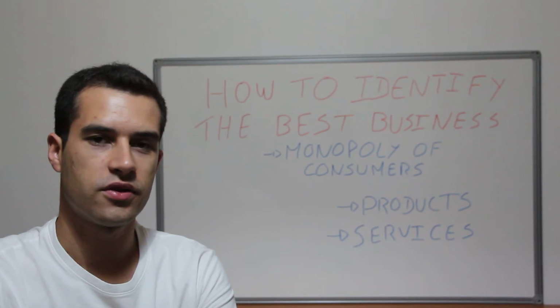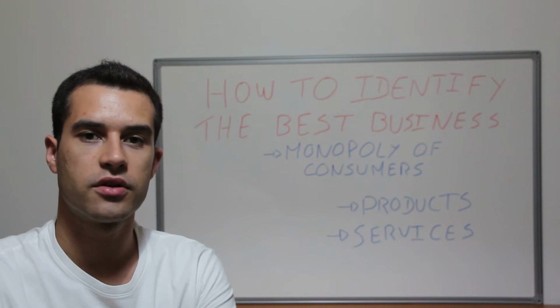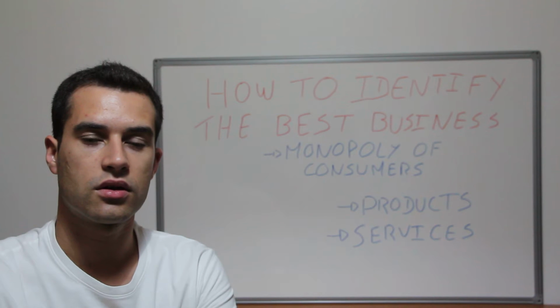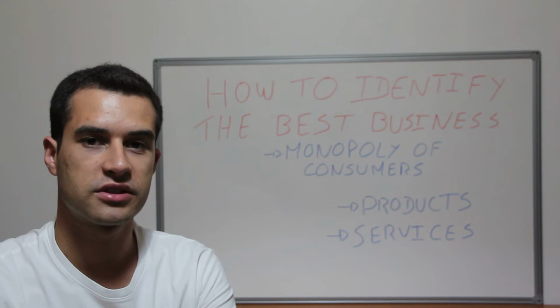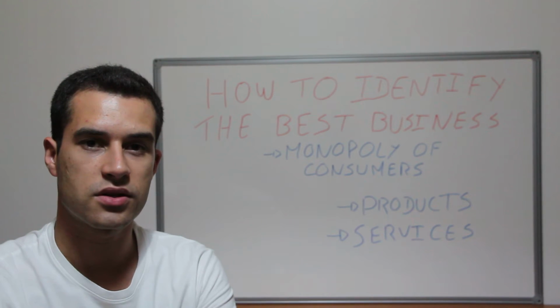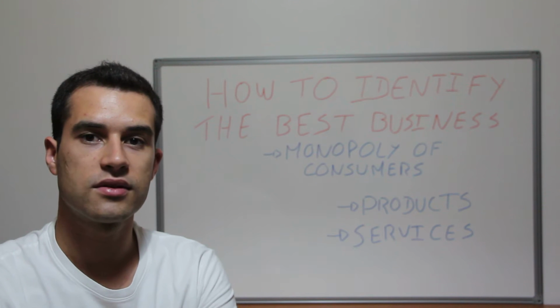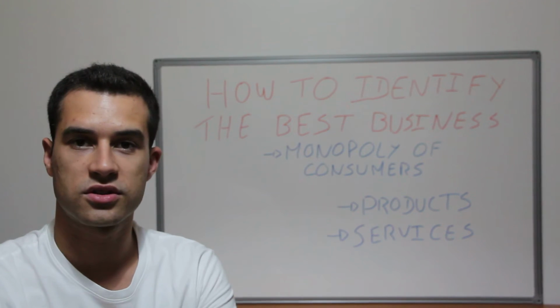Hello guys, this video is going to be about how to identify the best business. To make this video, I've been studying and reading a lot about the way that Warren Buffett makes his investments. The thing I found was that Warren Buffett only invests in companies that have a strong financial performance and whose future results are predictable.